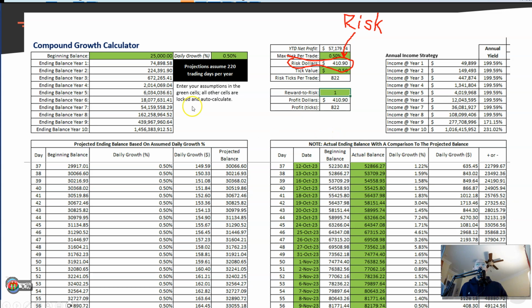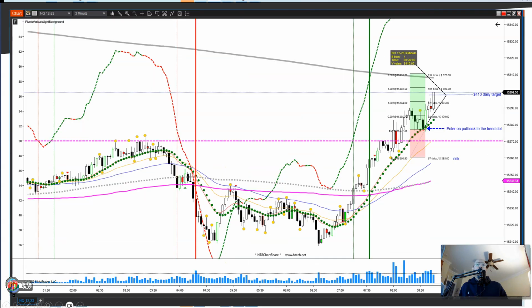So what we do first off is determine what risk is going to be, and we'd like to look at a 0.5% risk on our account size. Our trading account is currently at $82,000, so simple math, 0.5% of that's $410. Once we establish that risk, we can set up our chart, and once we determine where our entry is, then we measure where that daily target would be.